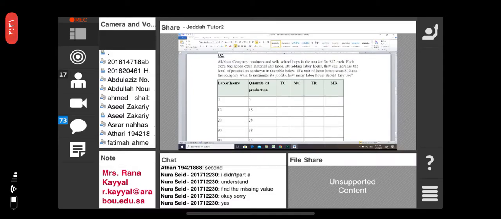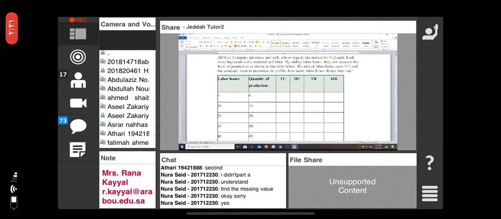Al-Noor company produces and sells school bags in the market for $12 each. Each extra bag needs extra material and labor. By adding labor hours, you can increase the level of production as shown in the table below. If a unit of labor costs $10, and if the company wants to maximize its profit, how many labor hours should they use?